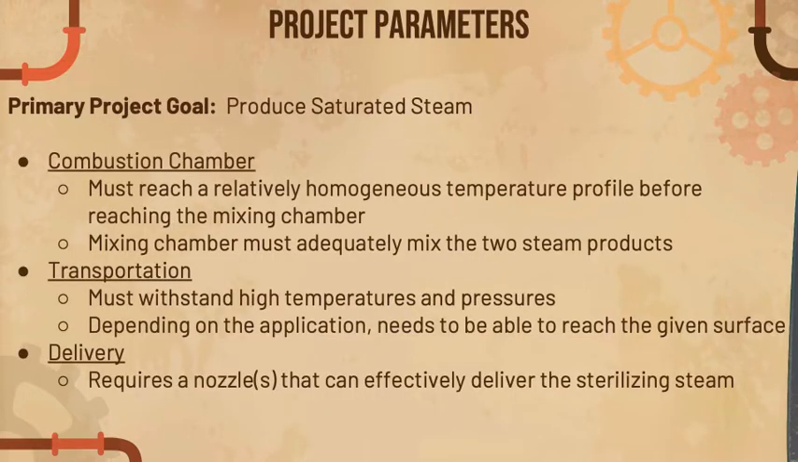For the project parameters, the main objective goal of this project is producing saturated steam. In the combustion chamber, it must reach a relatively homogeneous temperature profile before reaching the mixing chamber. And the mixing chamber must adequately mix the two steam products. As for transportation, this must withstand high temperatures and pressures, and depending on the application, this needs to be able to reach the given surface. As for the last section, delivery, this requires a nozzle that can effectively deliver the sterilizing steam.